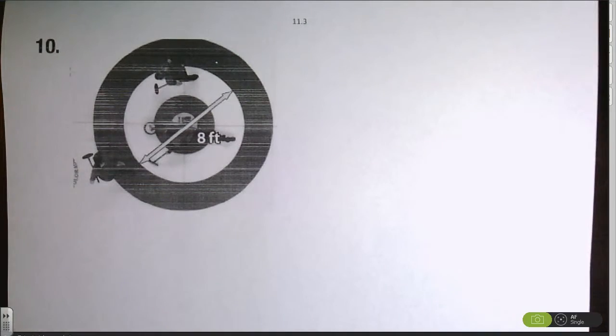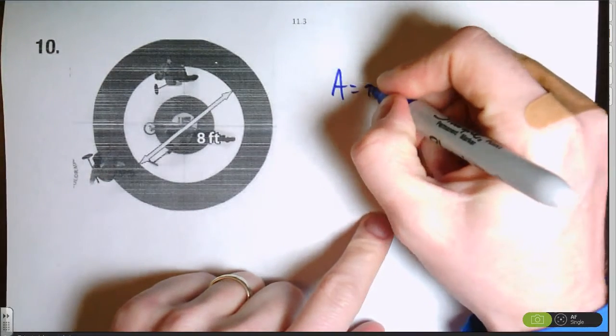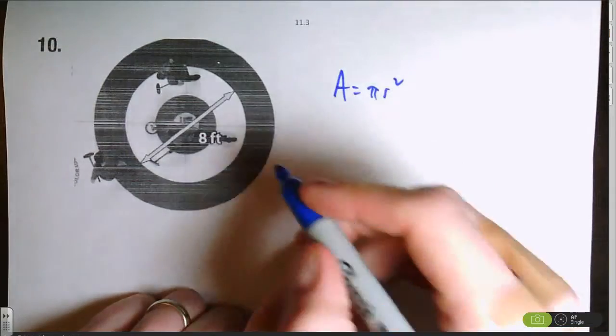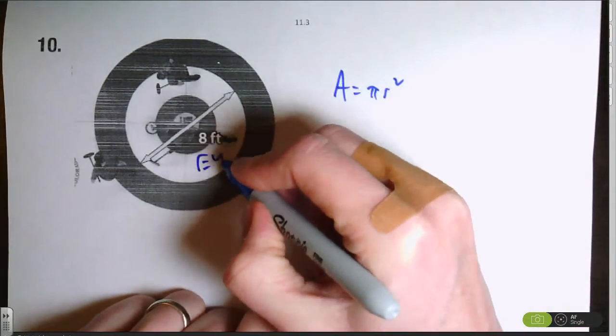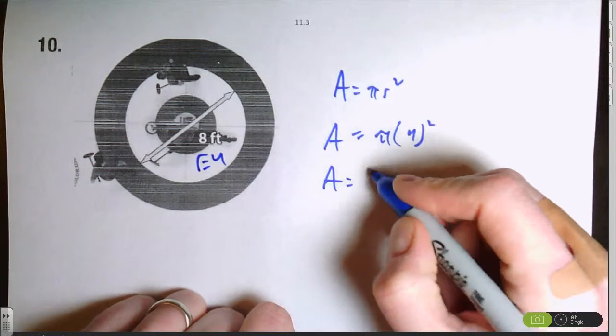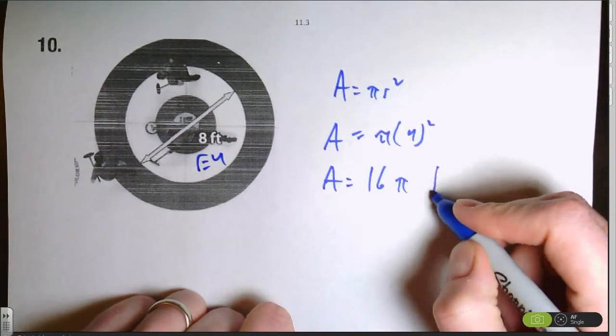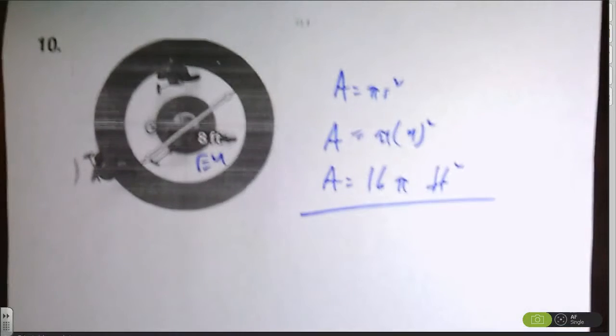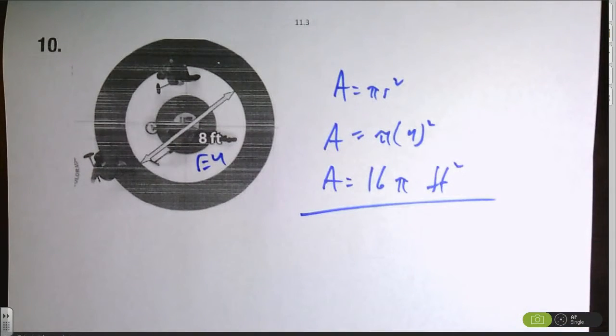So area of a circle is pi r squared. This circle here has a diameter of 8, so the radius is 4. So pi times 4 squared, area equals 16 pi feet squared. If you want to know what the decimal approximation is, grab a calculator. Next problem.